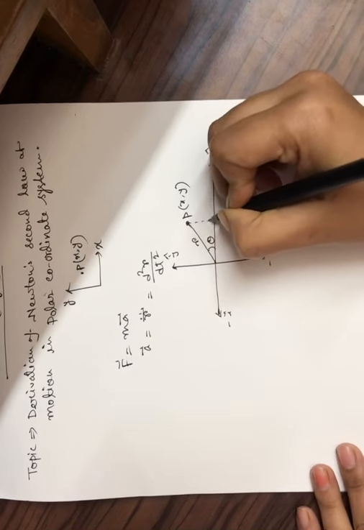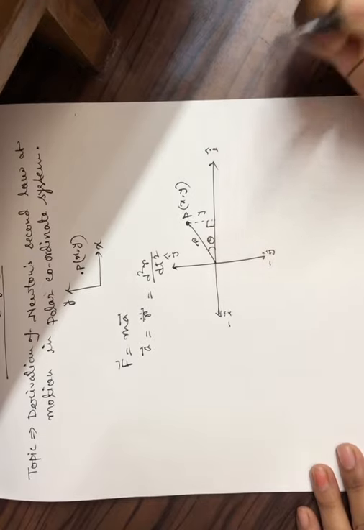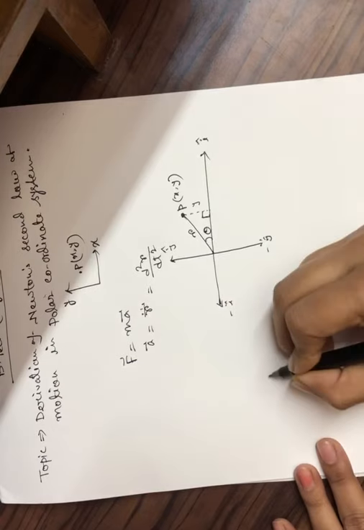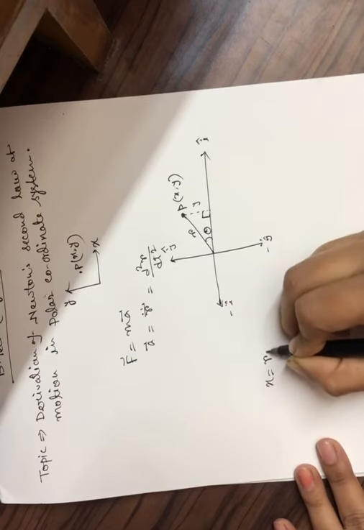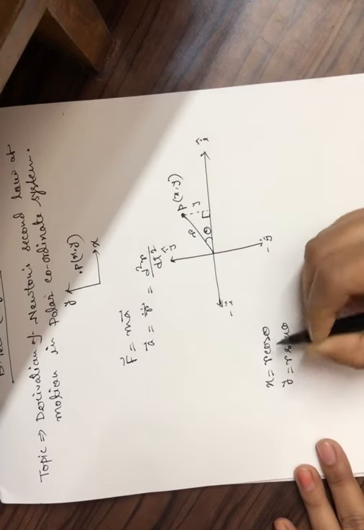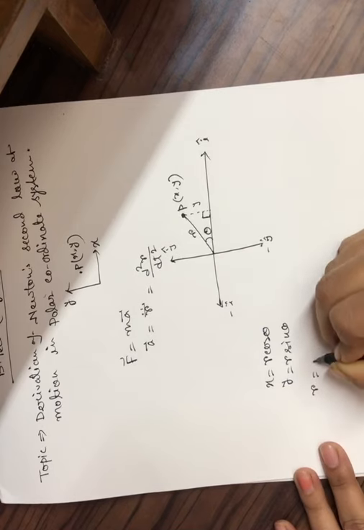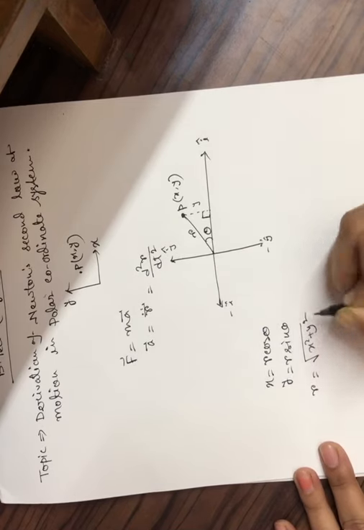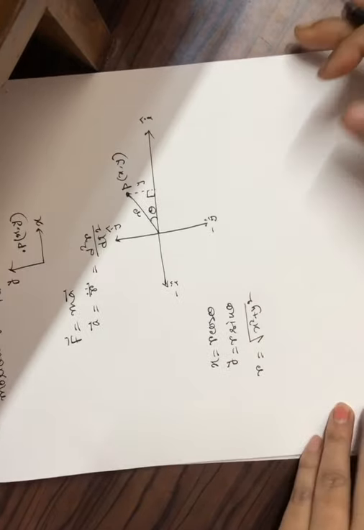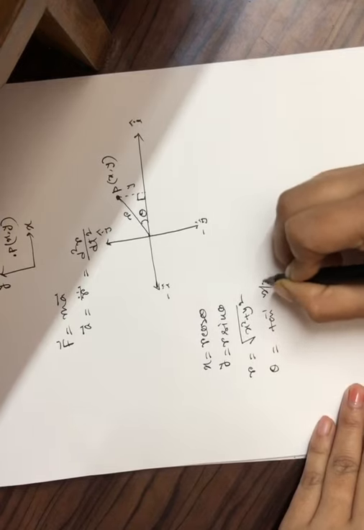Now we can see this is a right angle triangle and this distance is measured by y. So we can write x is equal to r cos theta and y is equal to r sin theta. If we square and add these, we will get r is equal to root over x square plus y square. This is the relation between the Cartesian and polar coordinate systems. Similarly, we can find theta as tan inverse y by x.